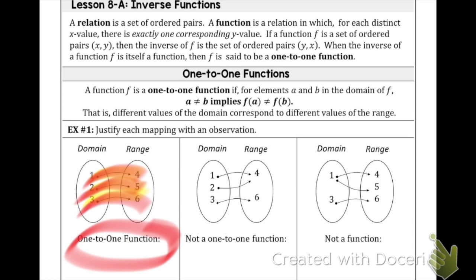The middle one is a function because 1's only paired with 4, 2's only paired with 4, 3's only paired with 6. So it is a function, but it's not one-to-one because in its inverse, 4 is paired with 1, 4 is paired to 2. So right there, that would make it not a one-to-one function. And the third one there in example 1 is not a function because 1 is paired with both 4 and 5, so that's what makes that not a function.